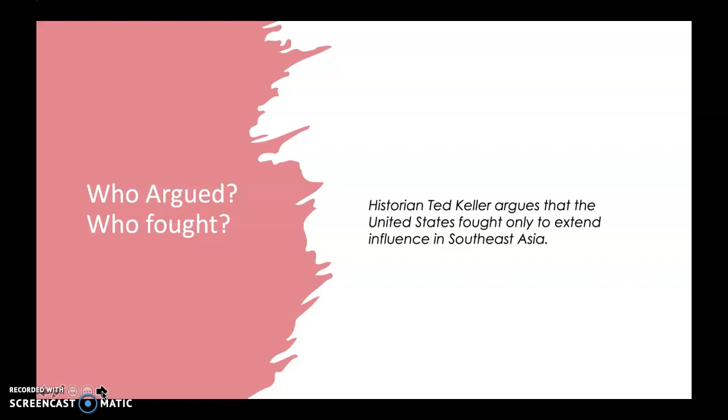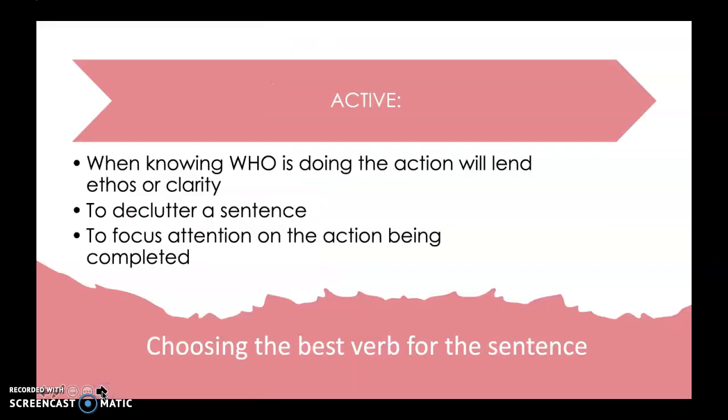Historian Ted Keller argues that the United States fought only to extend influence in Southeast Asia. Now I know a lot more about that sentence, and that sentence feels a lot more informational to me. I have a better sense of what's going on, and it conveys ethos, right? You understand a lot more about what you're writing about, and so your reader does as well.